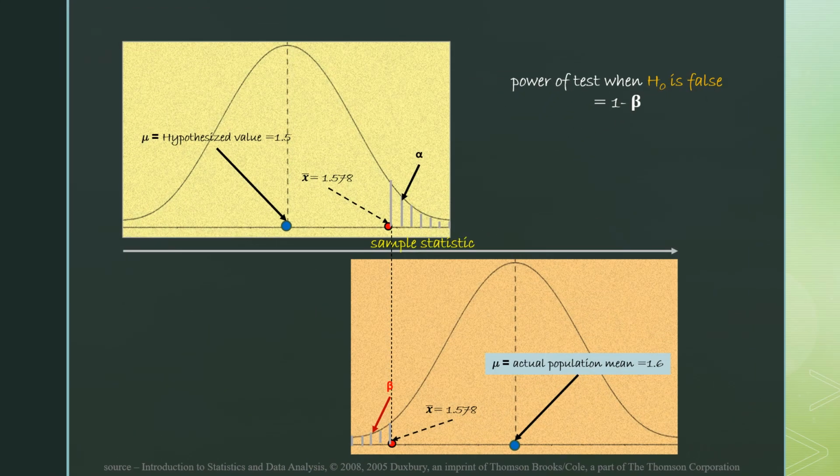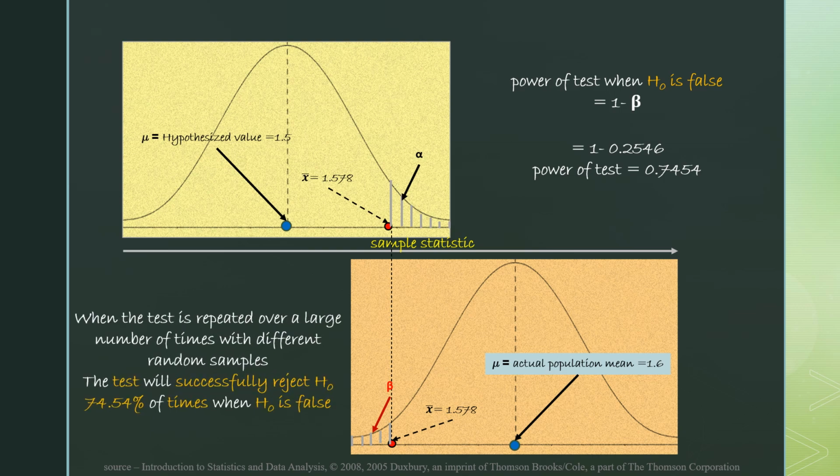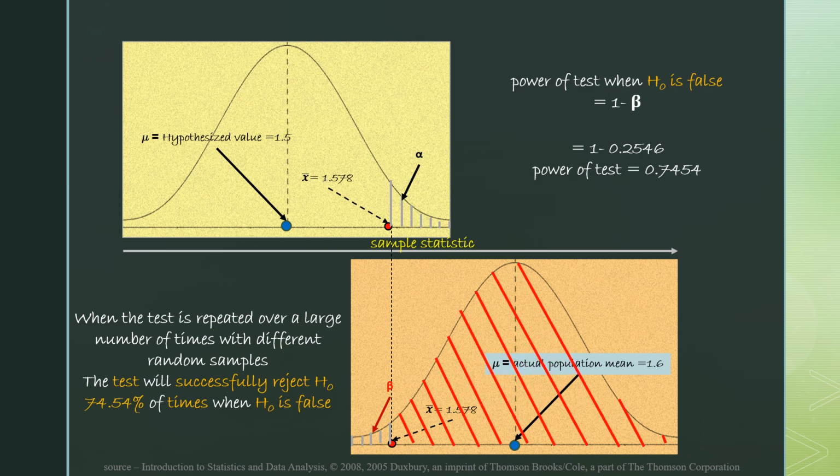Power of the test when H0 is false equals 1 minus beta, which equals 1 minus 0.2546. Power of the test when H0 is false thus equals 0.7454, that is 74.54%. When the test is repeated over a large number of times with different random samples, the test will successfully reject H0 74.54% of the times when H0 is false.